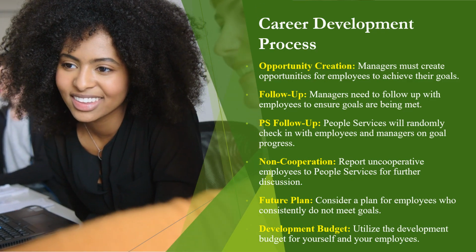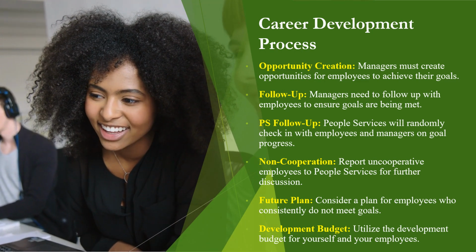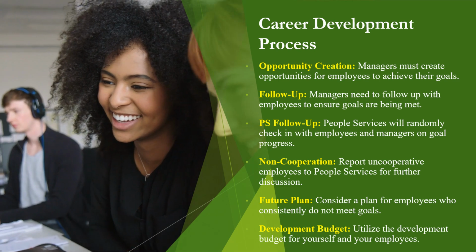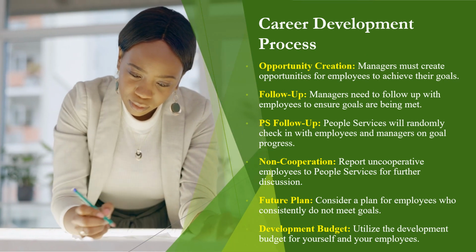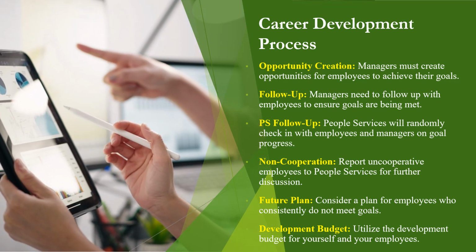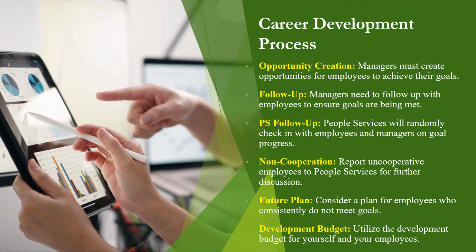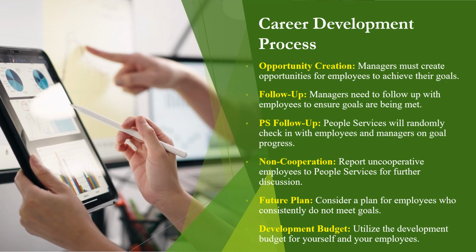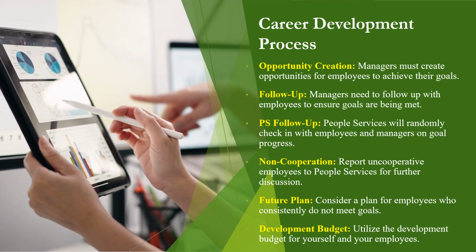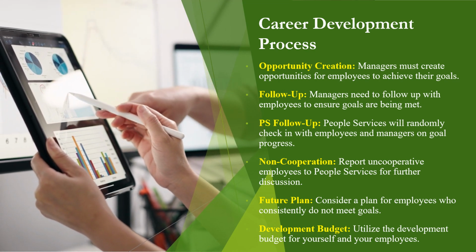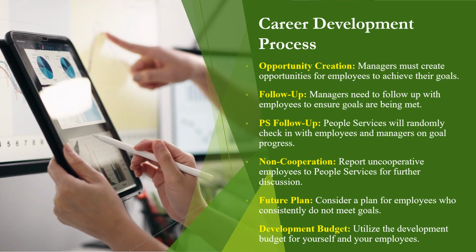Managers play a key role in helping employees achieve their goals by creating opportunities for their development. It's crucial to follow up with employees to ensure progress. If an employee is not cooperating in reaching their goals, it's important to report the issue to HR immediately for further discussion. For employees who consistently fail to meet goals, a future performance improvement plan should be considered. Remember, each department and employee has a development budget available, which we strongly encourage you to use for both your own growth and that of your team.